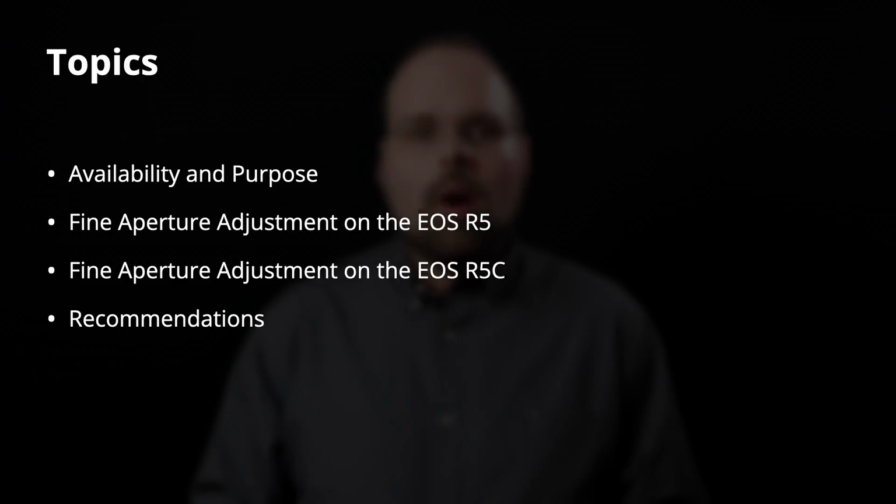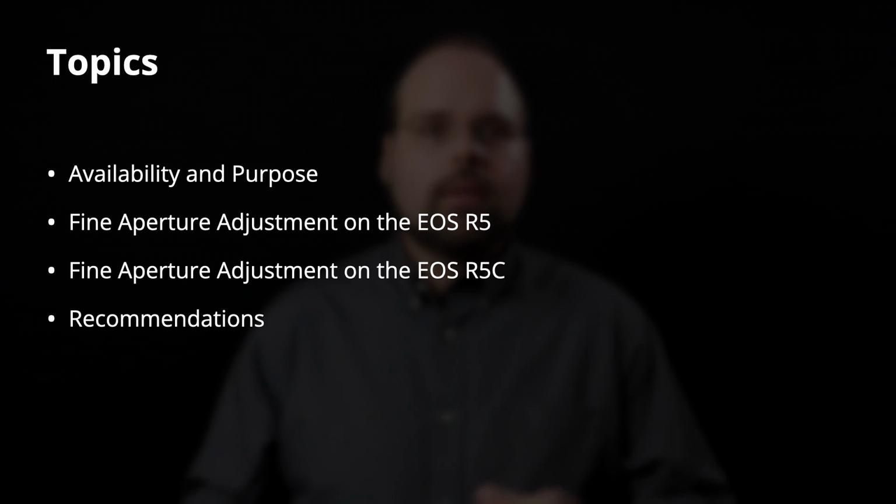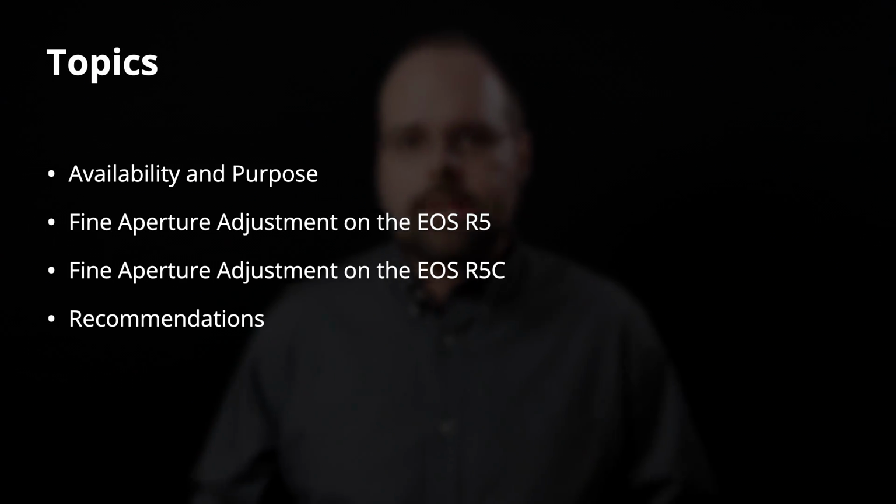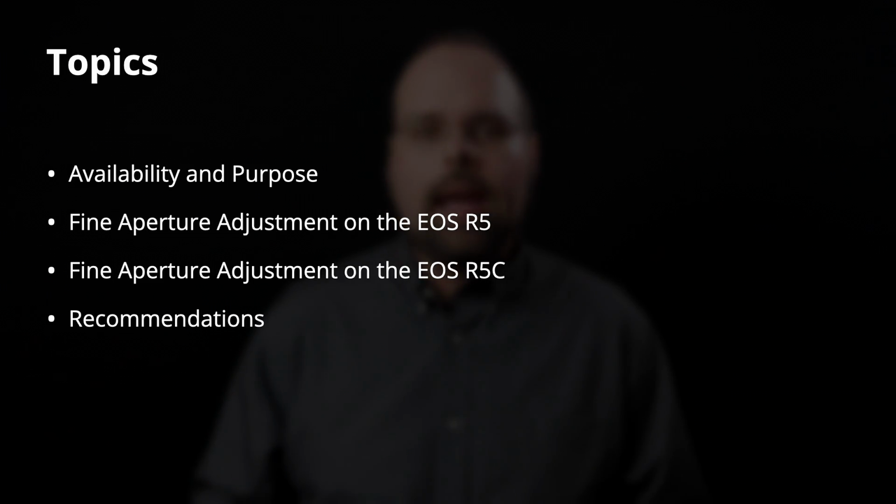So I've got 4 broad topics in this video. As always, there are chapter markers set for each of the sections, so if you want to skip a section that's not relevant to you, by all means go ahead, although there are some good comparative points in there. So we will start by talking about the availability and purpose of these settings, then we will talk about actually setting the fine aperture adjustments on both the EOS R5 and R5C, and then I will wrap up with some recommendations for what you might want to use.